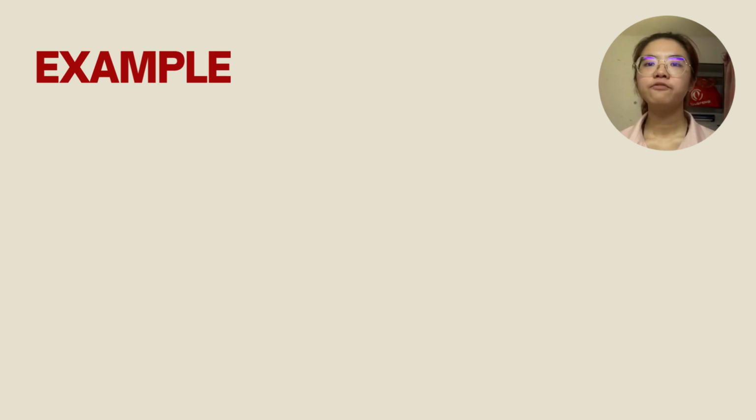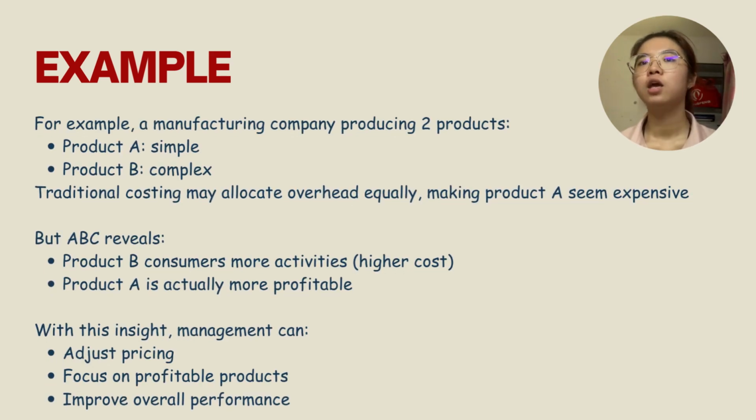For example, a manufacturing company producing two products: product A, a simple product, and product B, a complex product. Traditional costing may allocate overhead equally, making product A seem expensive. But ABC reveals product B consumes more activities, meaning it has higher costs. Meanwhile, product A is actually more profitable. With these insights, management can adjust prices, focus on profitable products, and improve the overall performance.